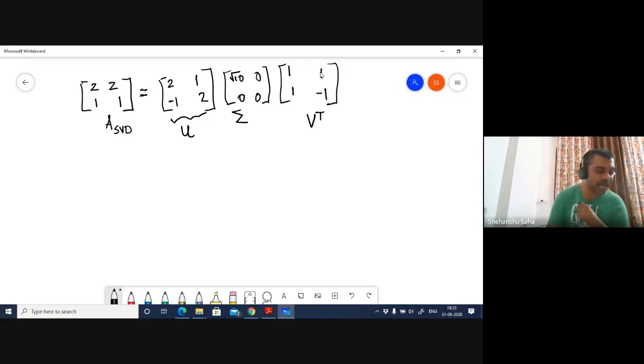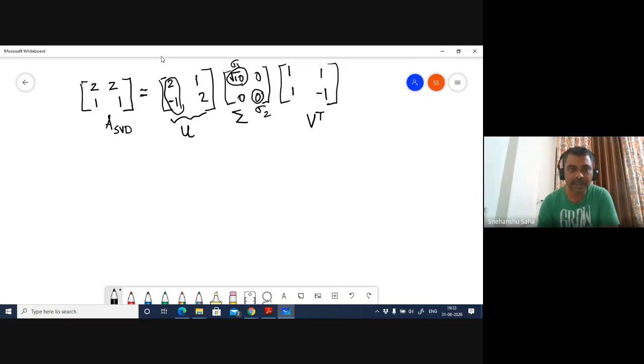Okay, all right. So you see how this singular matrix turns out to be a diagonal matrix. And what are the singular values, by the way? The singular values are square root of 10 and 0. So let's call this sigma 1. Let's call this sigma 2. Let's call this column U1. Let's call this column U2. This is V1, and this is V2.